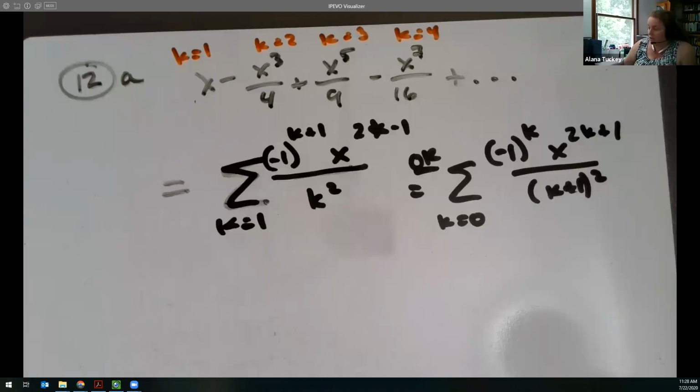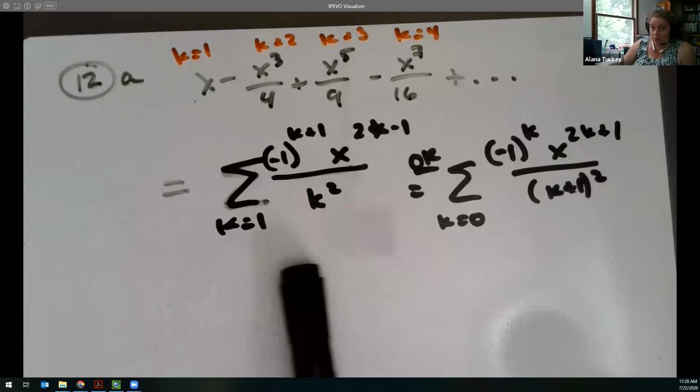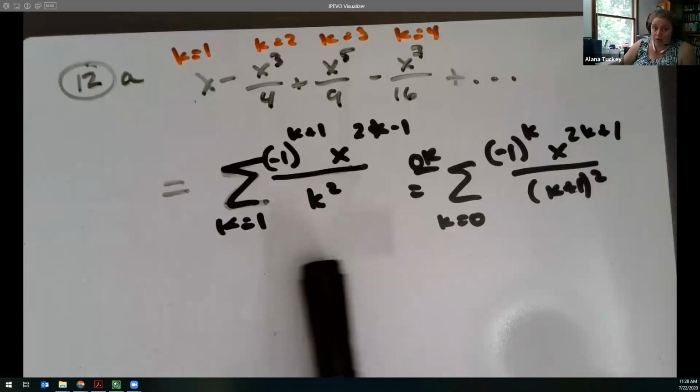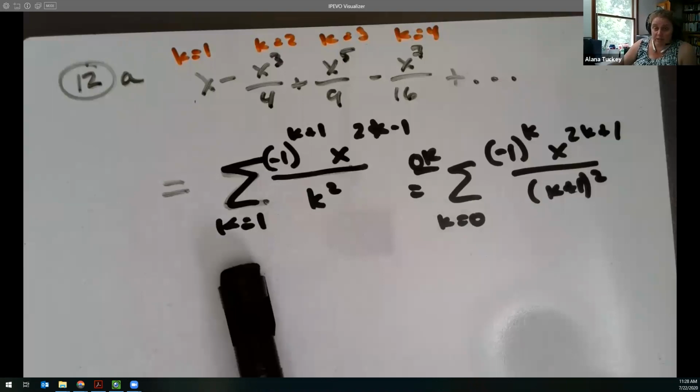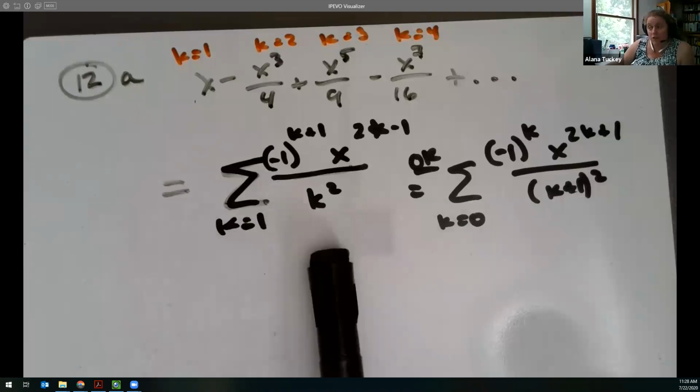Everybody seeing it? They are different though, right? So it matters where you start. If you start at 1, it has to be this one. If you start at 0, it has to be this one. They're related to each other, but they're not the same.